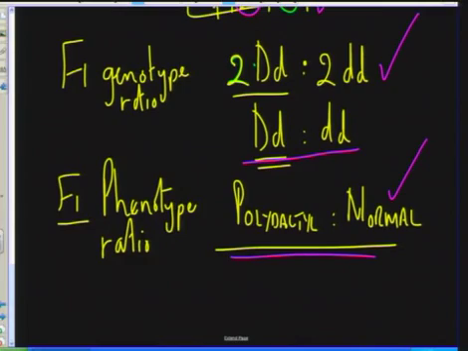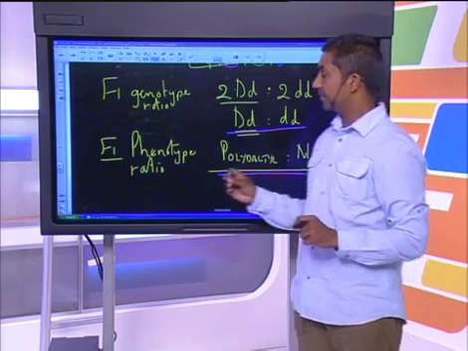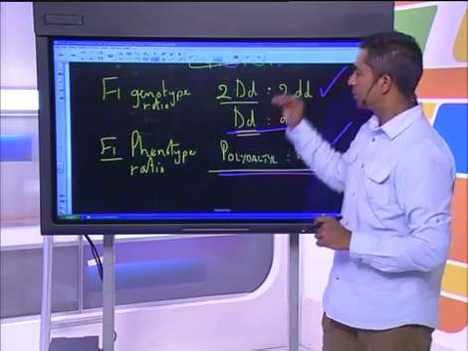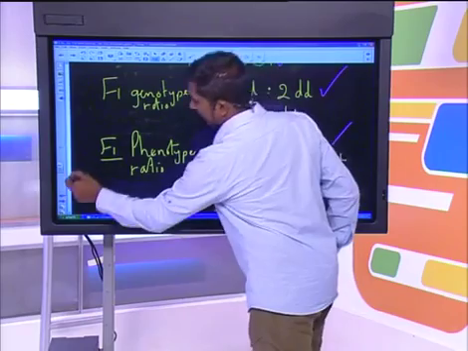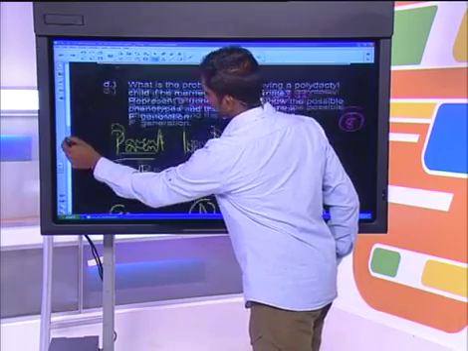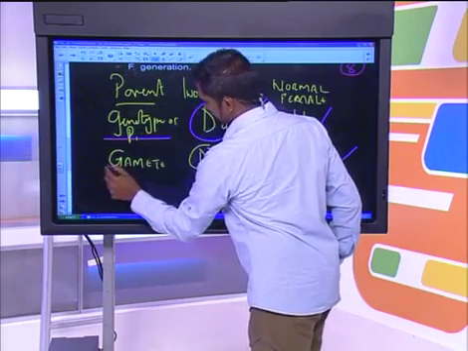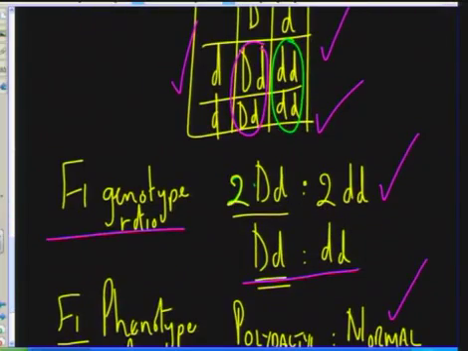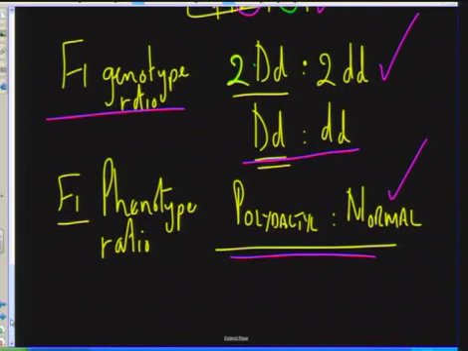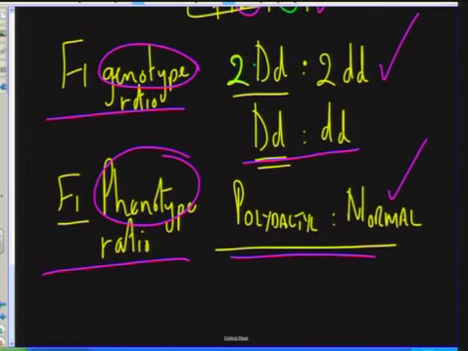So here we've looked at a pedigree diagram. We've looked at a genetic cross. We've understood that you've got to lay out a genetic cross using the parent genotypes, the gametes, showing the Punnett square. You then get the F1 generation, which you write down as the genotype ratio and the phenotype ratio.